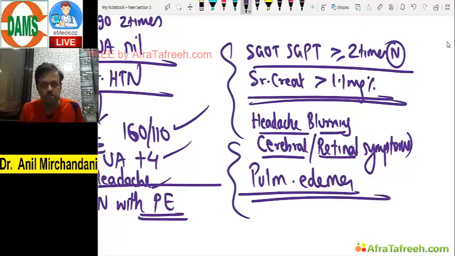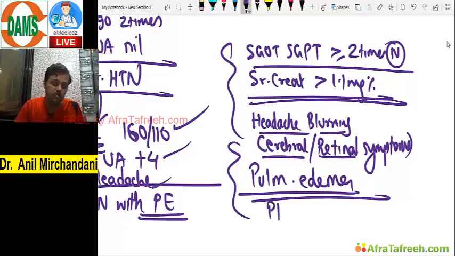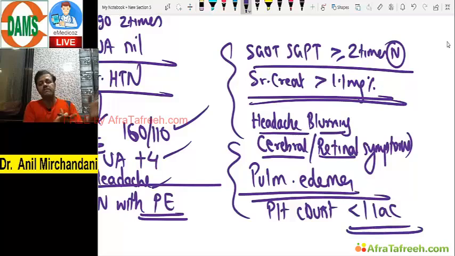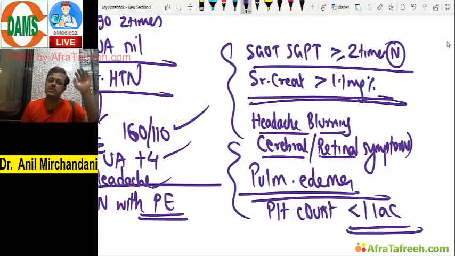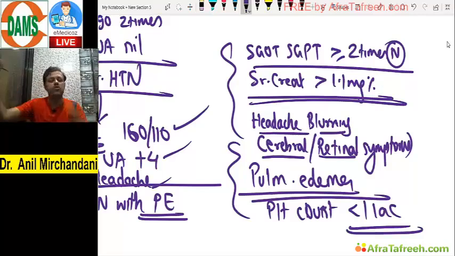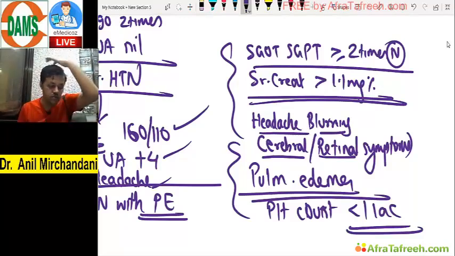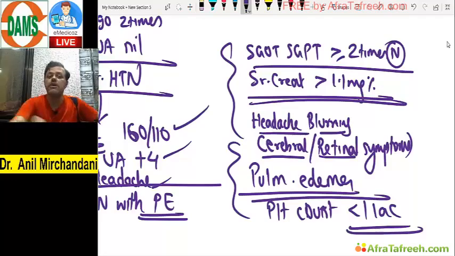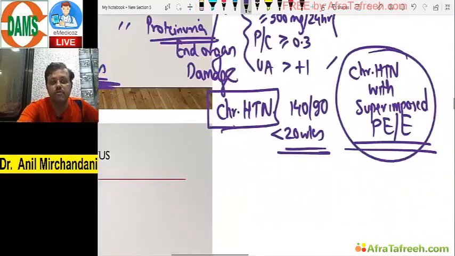Am I clear about this? Platelet count is also one more thing which you should know. Platelet count less than 1 lakh is also an important marker of end organ damage. Oliguria per se is not sufficient to label someone as end organ damage. Creatinine more than 1.1 milligram percentage is essential. Am I clear about this? So this is about a case of chronic hypertension with superimposed preeclampsia.